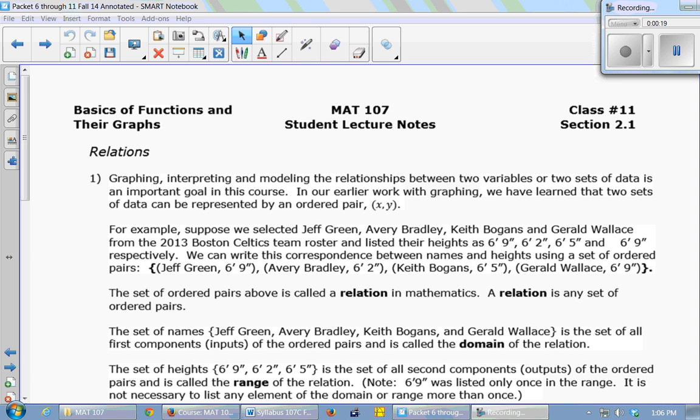In our earlier work with graphing, we've learned that two sets of data can be represented as an ordered pair, right? So whenever you have two pieces of data, you can let one thing be x and one thing be y, and then you can plot those things as x comma y.